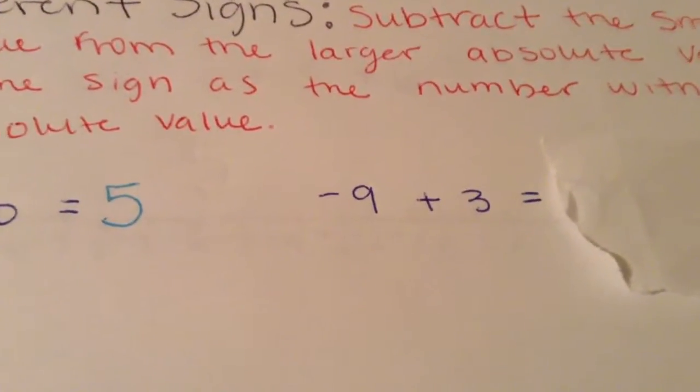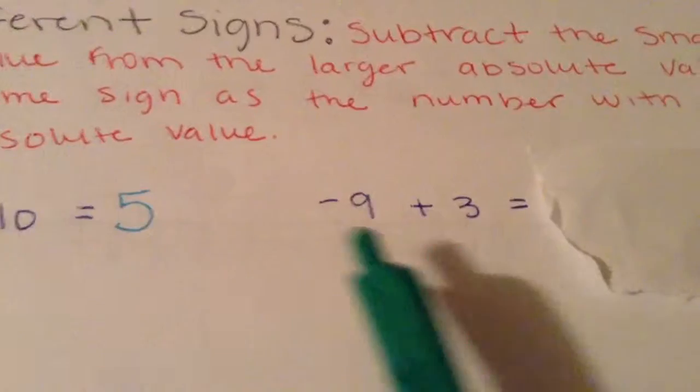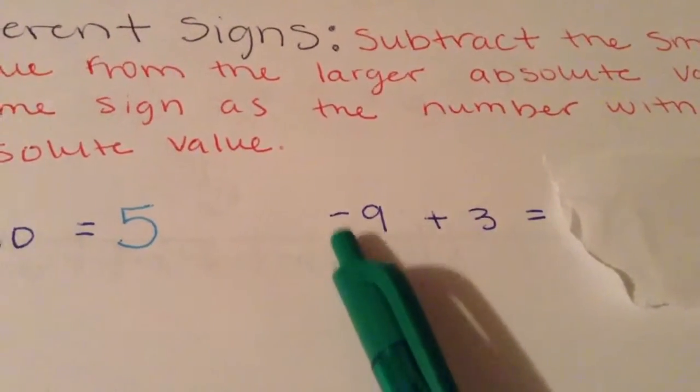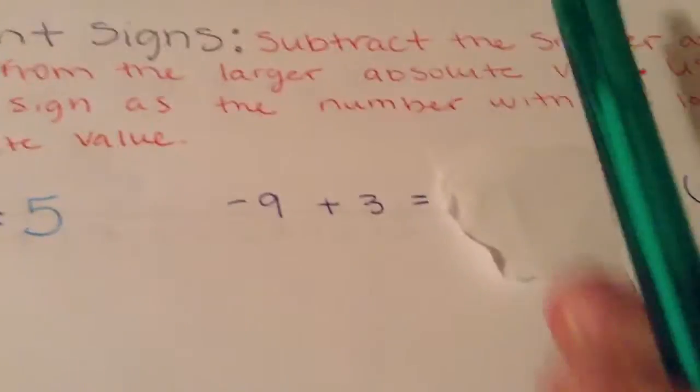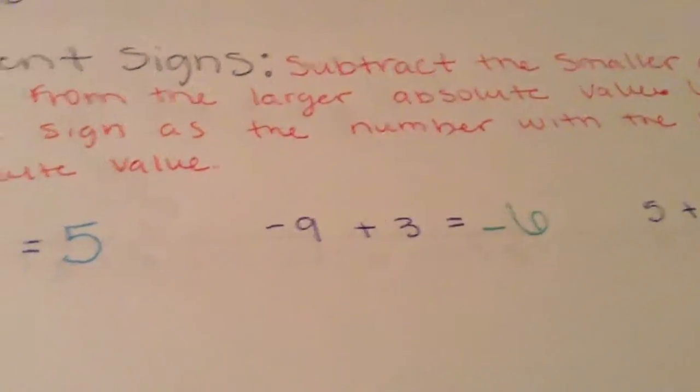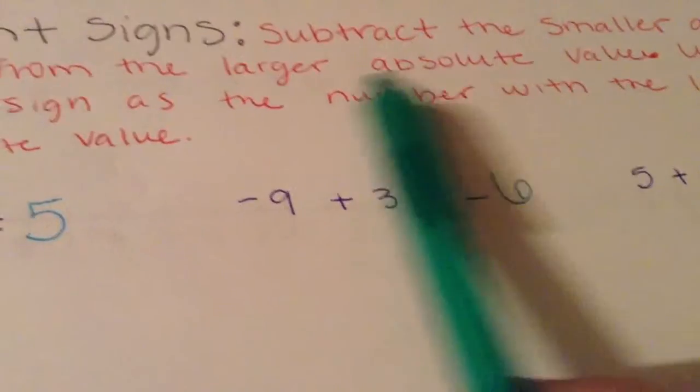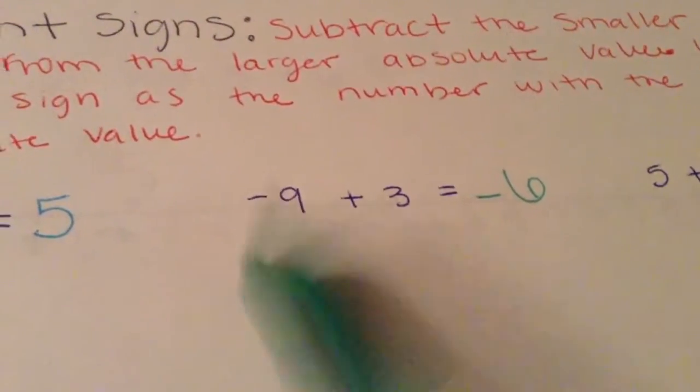Negative 9 plus 3. Our 9 is our larger number and it's negative. So we know our answer is for sure going to be a negative. So we have a negative 6 because why? 9 is a larger number and it's negative.